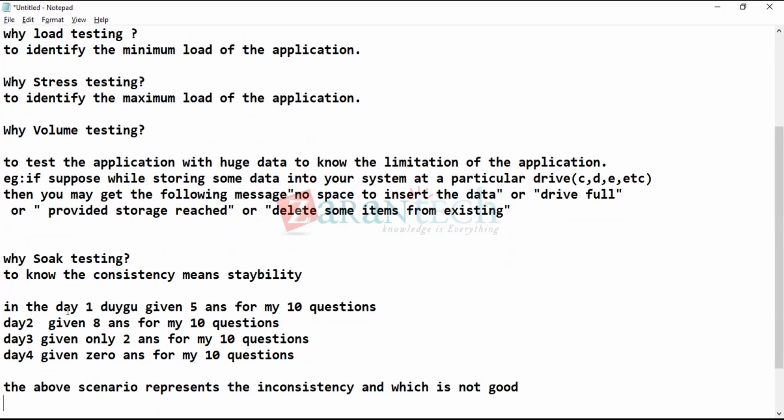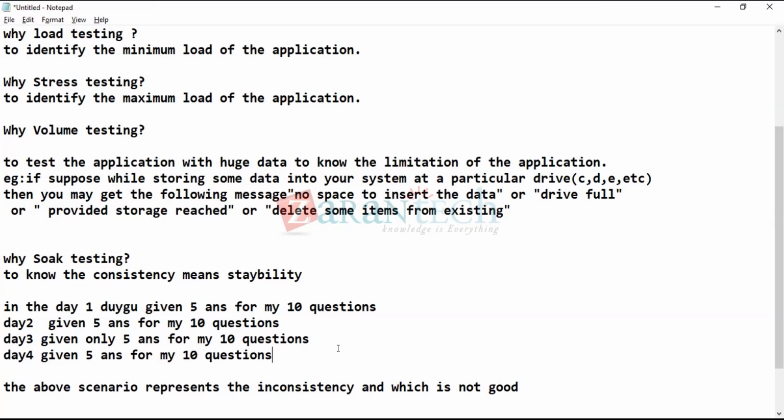Okay, if suppose in day 1 she has given 5 answers, in day 2 5 answers, in day 3 5 answers, and in day 4 5 answers, this is consistency. Your software application also needs this.